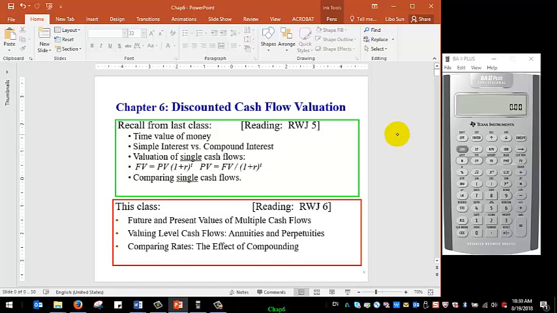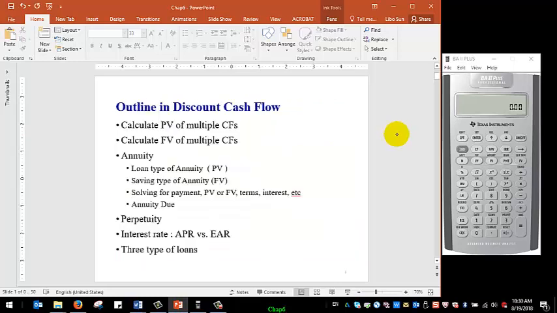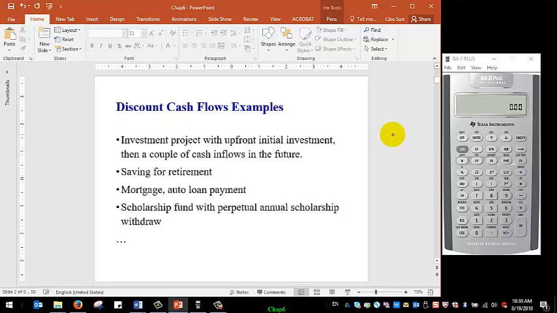Hello, today we're going to talk about Chapter 6, Discount Cash Flow Valuation. We will first address how to calculate PV, FV for multiple cash flows. Then we move on to talk about special multiple cash flows, annuity, perpetuity. Lastly, different ways of quote interest rate and 3 types of loans.